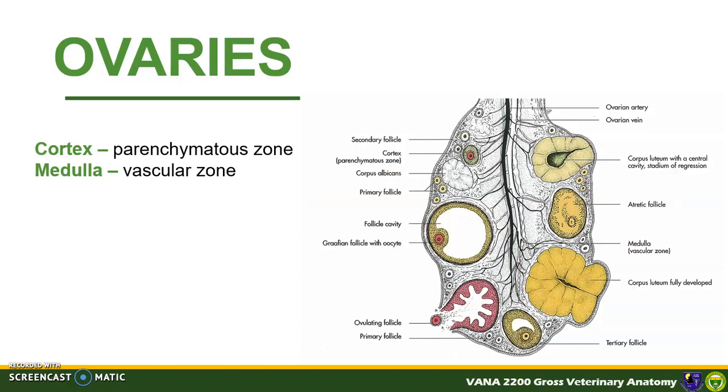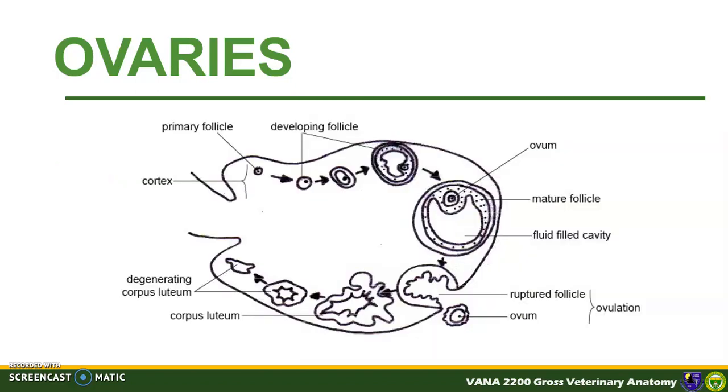Here is a longitudinal section of an ovary showing its internal structures. The ovary from a mature animal shows two major divisions, a cortex and a medulla. The cortex is a parenchymatous zone. It is denser, where the follicles are found as you can see here. While the medulla is the vascular zone. It is where the blood supply of the ovaries are found, depicted by these blood vessels.